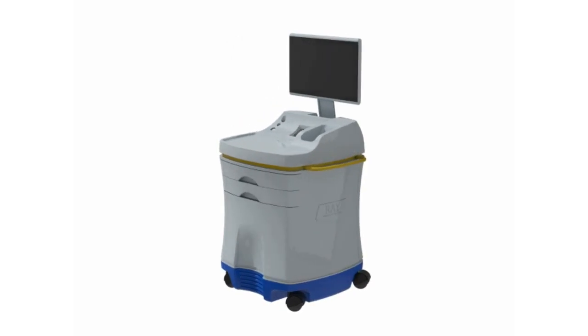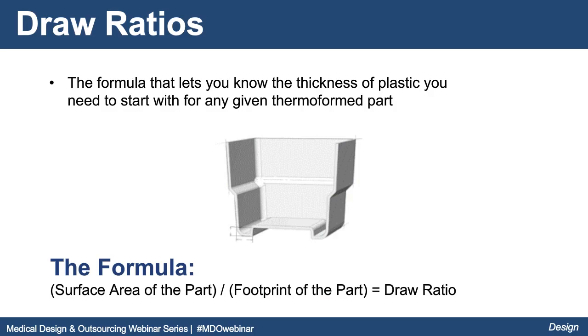Draw ratios. There is a formula that lets you know the thickness of the plastic you need to start with for any given thermoform part. This is just an estimate, but if you take the surface area of the part and divide it by the footprint of the part, you'll come up with a draw ratio. Typically, a 3-to-1 draw ratio is right in the middle. 5-to-1 is a little more complex. Can you go more than that? Absolutely. But it's all based on material, finished part design, and finished part requirements.